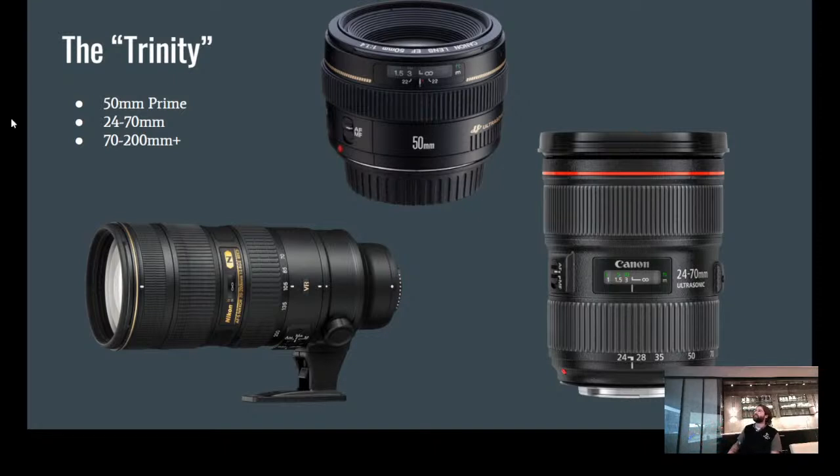24 to 70, that's my everyday. I like that lens the most. It gets good wide angle, good portrait, and it's a smaller compact lens, not overly large. That's one of my favorites. Going down, 70 to 200, that's the last one in the list.